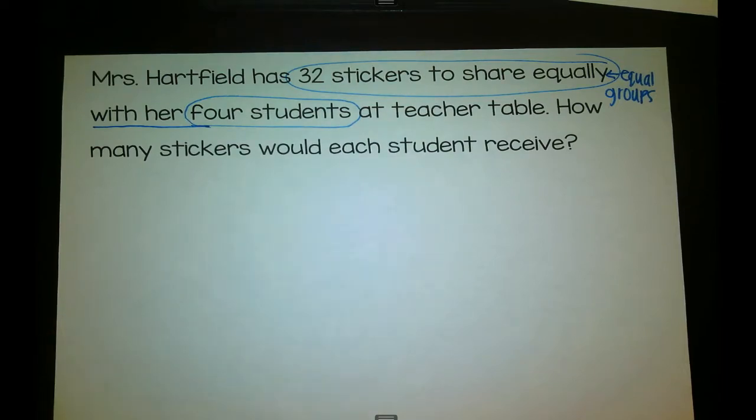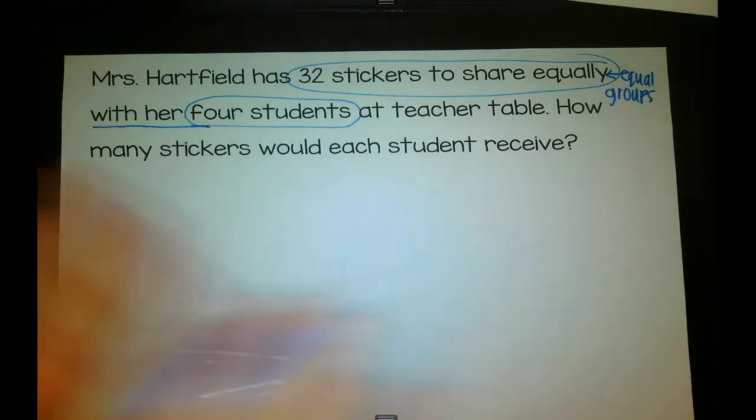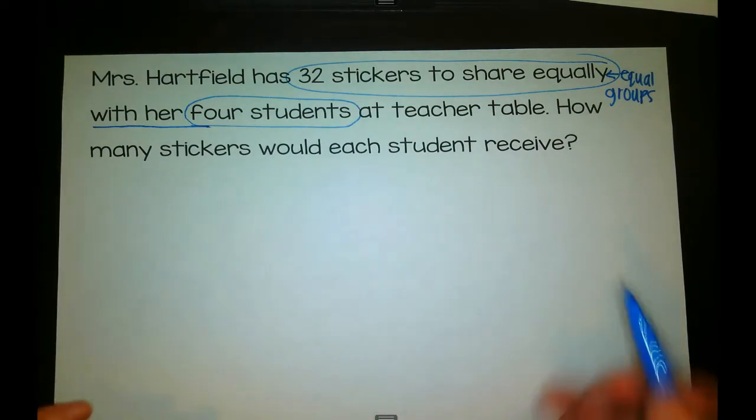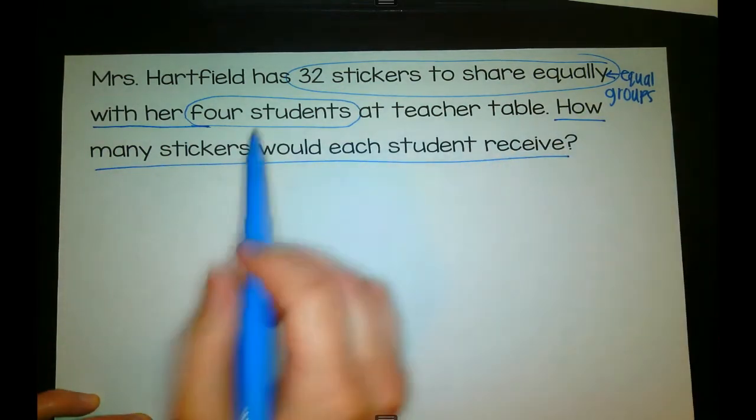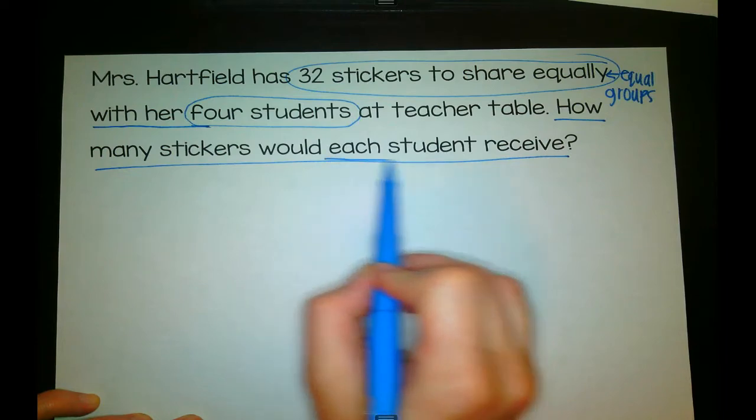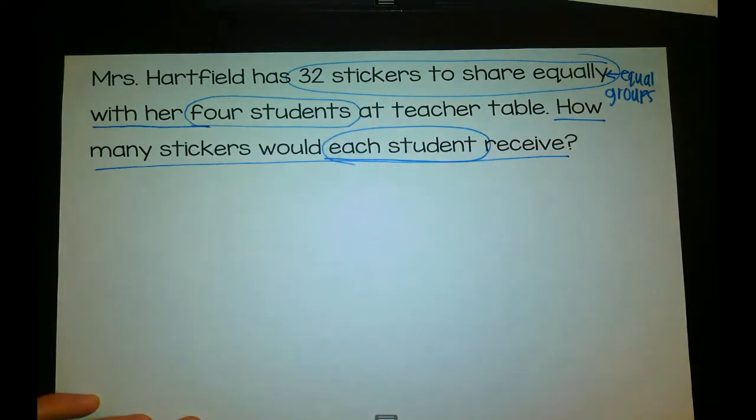But this one does in fact say she's just sharing them with her 4 students, meaning Mrs. Hartfield is not getting any stickers today. How many stickers would each student receive? We want to know how many each student is going to receive. So we know we're working with equal groups. Do we know the total amount of stickers? Or are we looking for the total amount of stickers?